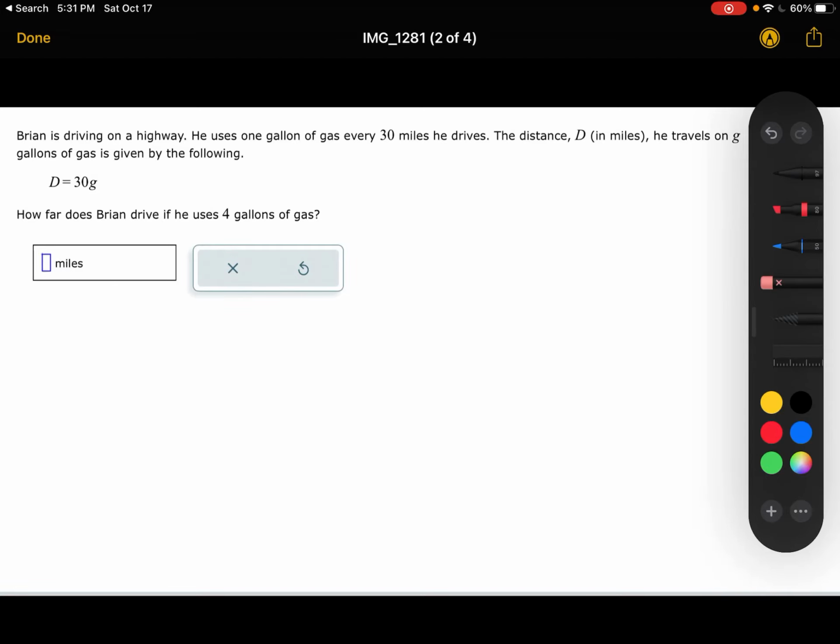So let's just start by reading the question. It says, Brian is driving on a highway. He uses 1 gallon of gas every 30 miles he drives. The distance d in miles he travels on g gallons of gas is given by the following. How far does Brian drive if he uses 4 gallons of gas?